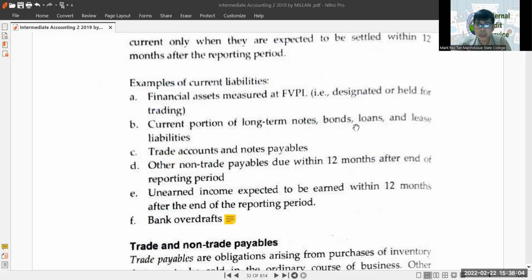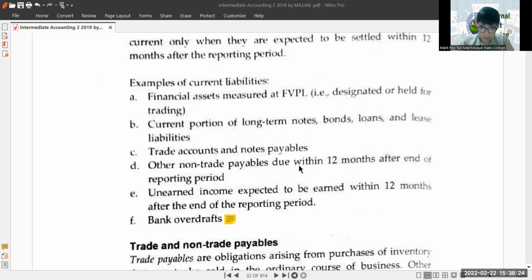Okay, notes, bonds, loans, lease liabilities. Dito sa lease liabilities class, most likely ang tinutukoy dito yung finance lease. Kasi pag sa lease, meron tinatawag na operating lease at finance lease. Yung operating lease, normally current yun eh.